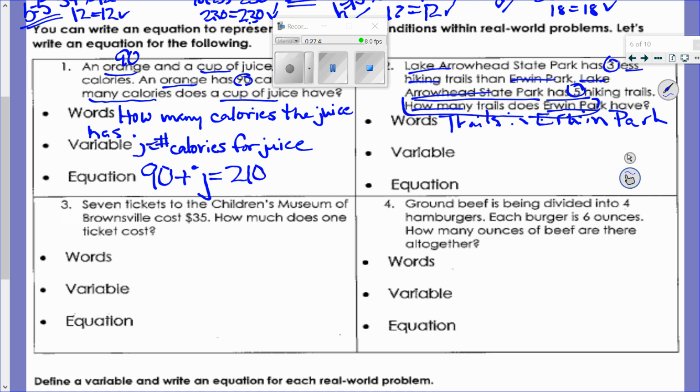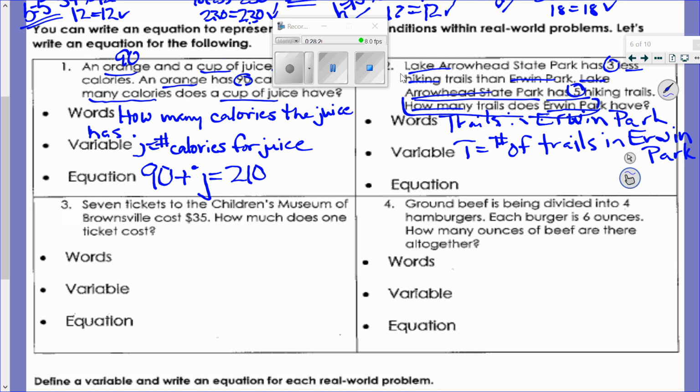That's Irwin. Okay, so what variable should we use? T. So the number of trails altogether? In Irwin Park. That's what we're trying to find. That's why we put that in word piece, to make sure we focus in on what we need to know. Because when we know what we need to know, then I can put in a variable for it.